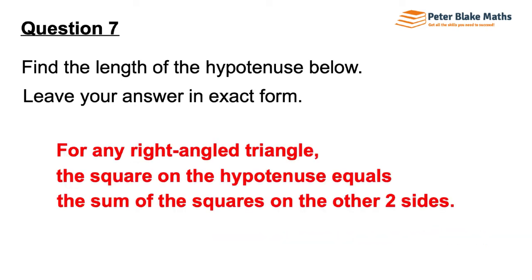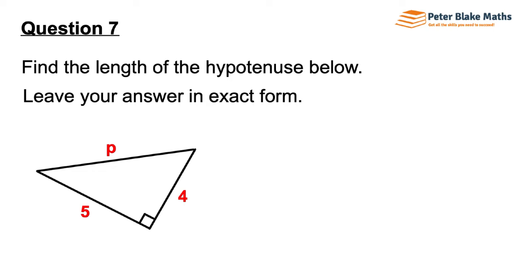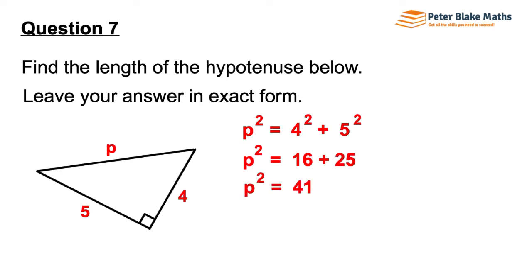For any right-angled triangle, a square on the hypotenuse equals the sum of the squares on the other 2 sides. The square on the hypotenuse in this question is P squared, and the other 2 sides are 5 and 4, so we'll have 4 squared plus 5 squared. P squared equals 4 squared, which is 4 times 4 is 16, and 5 squared, 5 times 5 is 25. We'll just join that on the right hand side to make it a bit simpler.